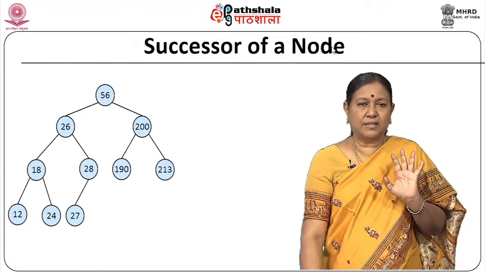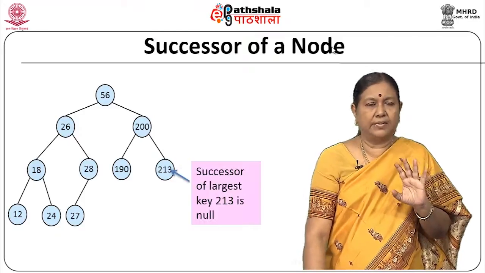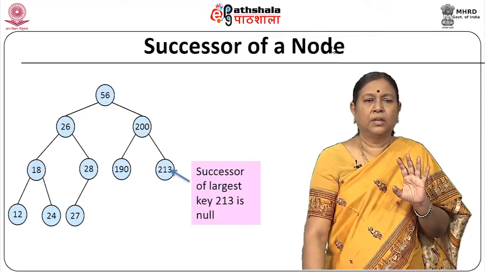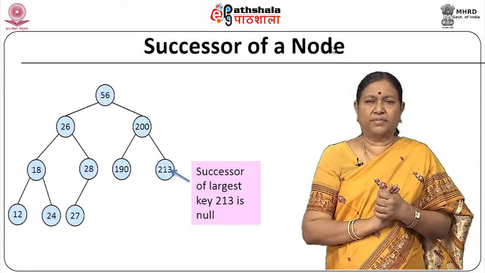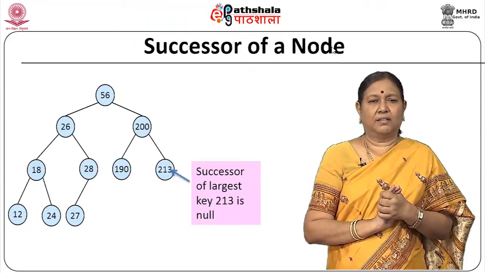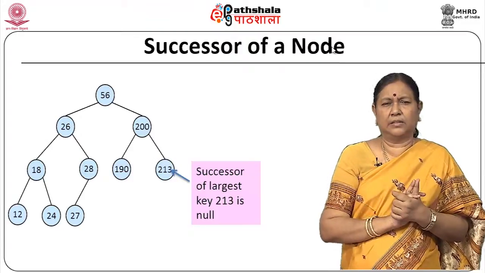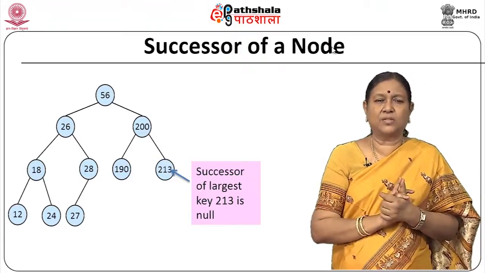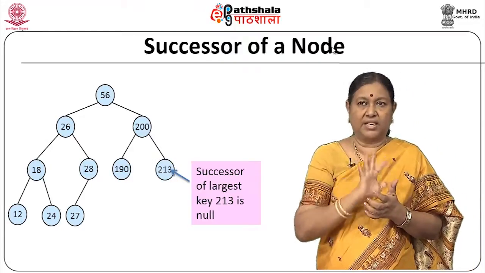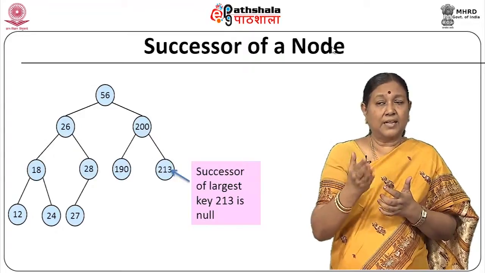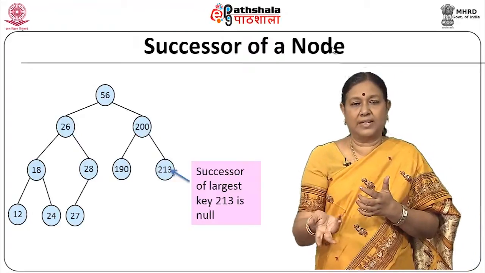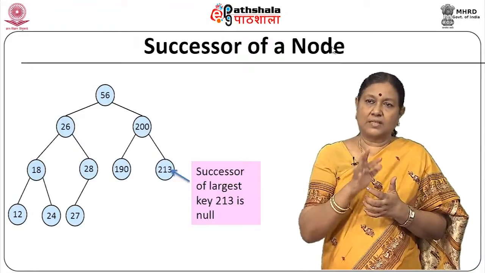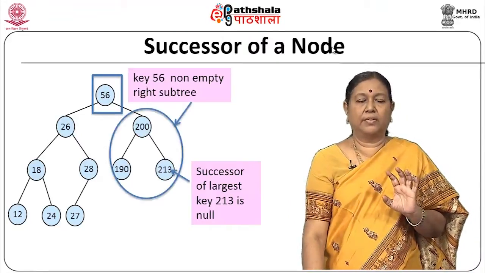So, we are looking at the successor of a node. This is the tree that we have with us. Now, the successor of the largest key is null. If the largest key is 213 in this particular tree, remember the largest or the maximum element is at the rightmost node. The rightmost node will not have a right subtree, so the successor of this itself is null. That is the first thing that we are looking at.